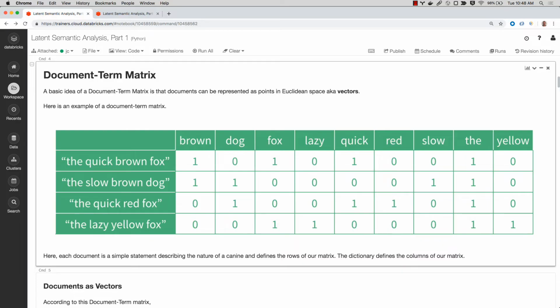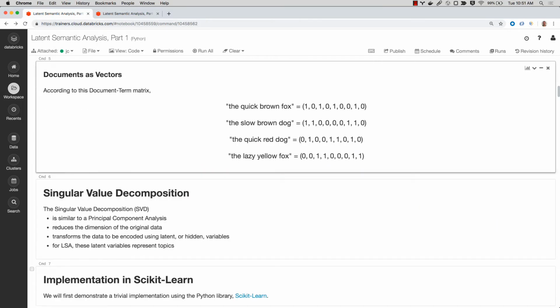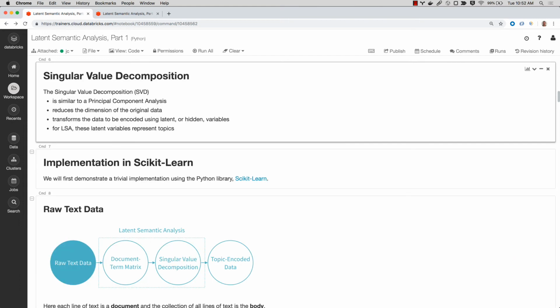If you look at the first row, the quick brown fox, you can see that the word brown has the value 1, the word fox has the value 1, the word quick has the value 1, and the word the has the value 1, and everywhere else is zeros. So here we see these 4 documents as vectors. As you can see, the quick brown fox is 1, 0, 1, 0, 0, 1, 0.